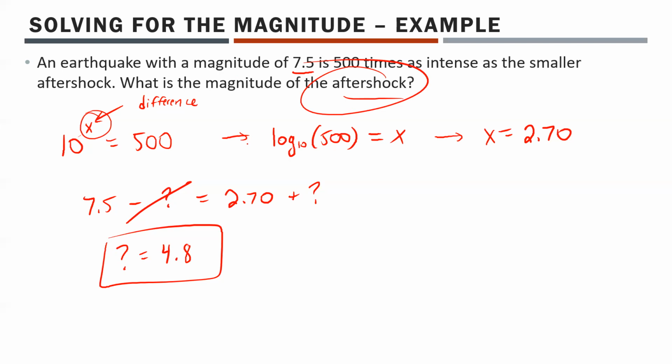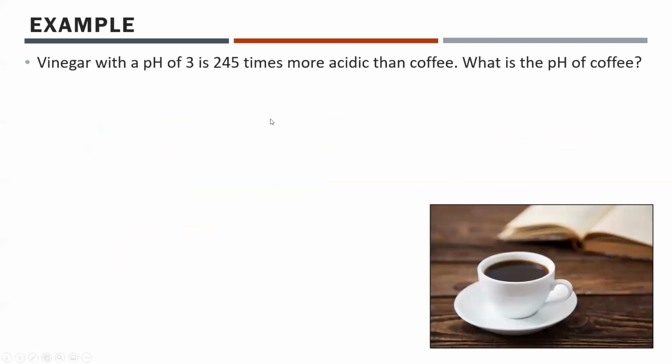Find the difference between those two and then go 10 to the power of that difference. You're going to get something pretty darn close to 500, right? We rounded here, so it won't be perfect, but it'll be pretty darn close. Anyway, let's keep rolling.